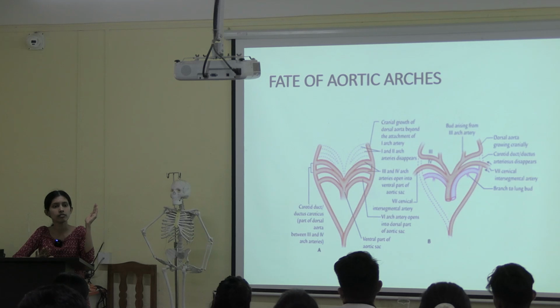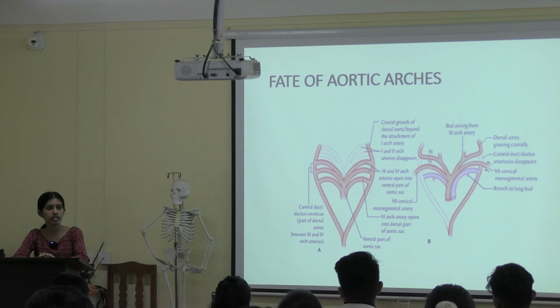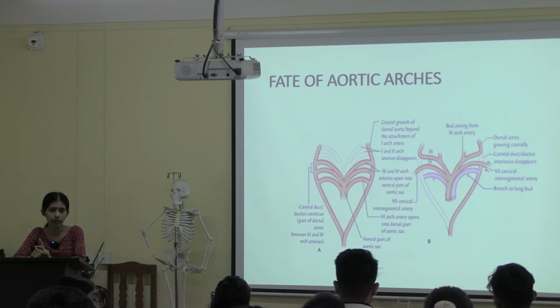So, from the 3rd, 4th and 6th, we can see the derivatives or modifications that take place in the 7th and 8th week. Okay. So, from the 3rd aortic arch, we have three derivatives, that is right and left common carotid artery, external carotid artery and internal carotid artery. From the 4th aortic arch, that is present on the right side, we have right subclavian artery, and on the left side we have left subclavian artery and arch of aorta.